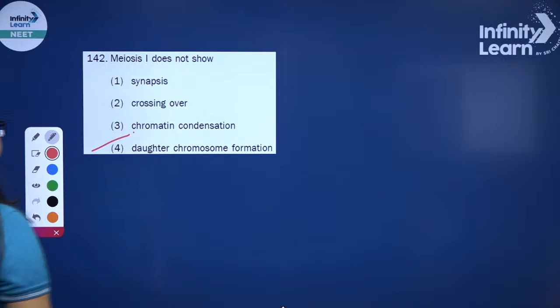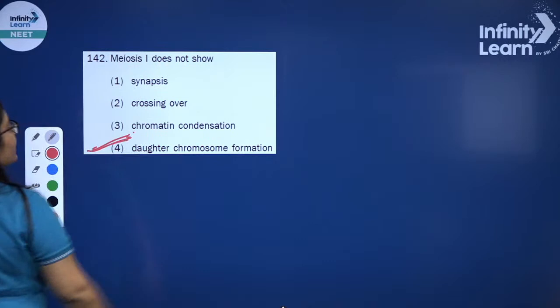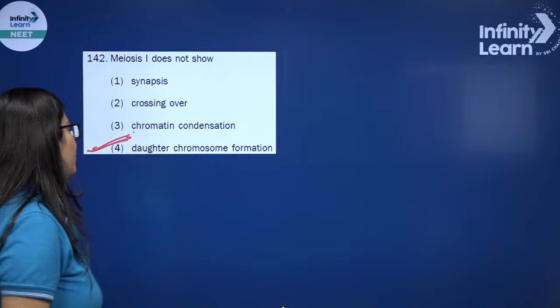So meiosis 1 does not show. In meiosis 1, synapsis, yes, takes place, my lovely kids, during zygotene, crossing over during pachytene, and chromatin condensation into chromosomes, yes, during prophase 1. But daughter chromosome formation will not happen. This is a characteristic of meiosis 2, anaphase 2, right? Any doubts till now? Perfect. Next question.